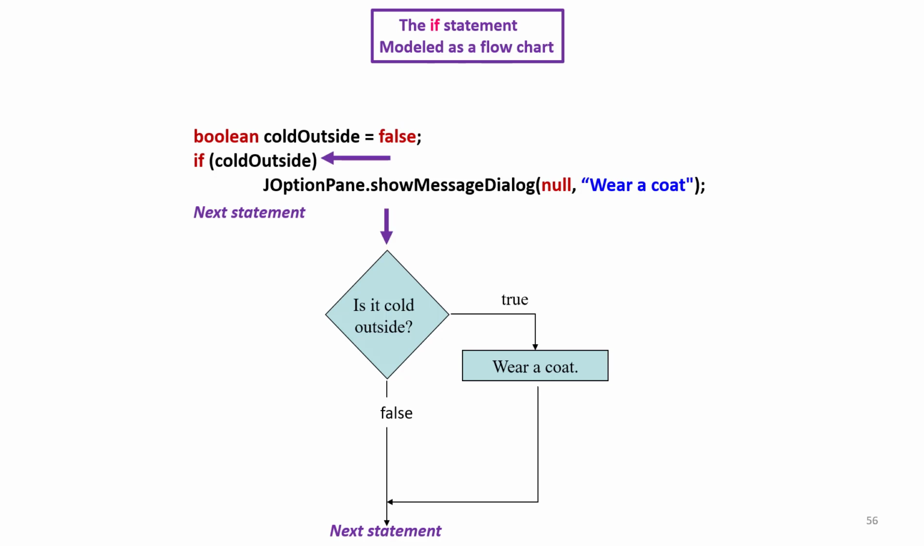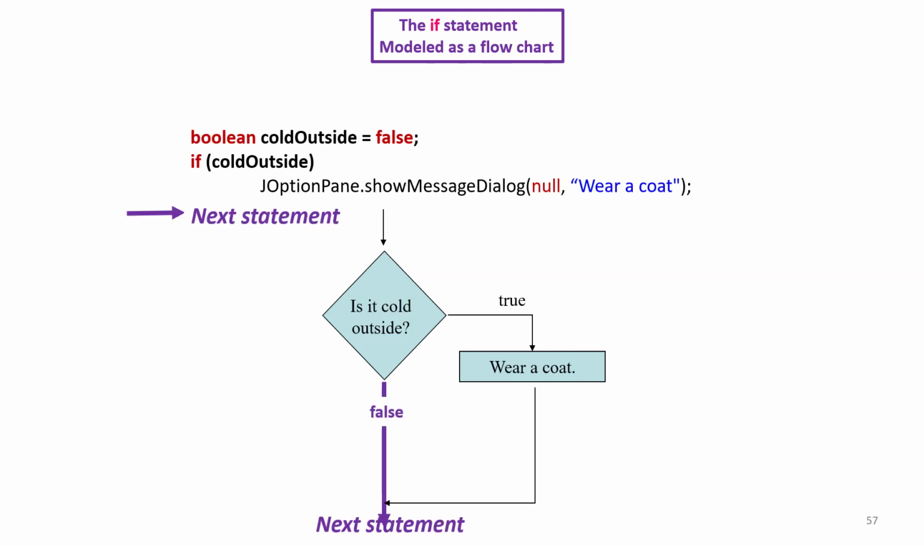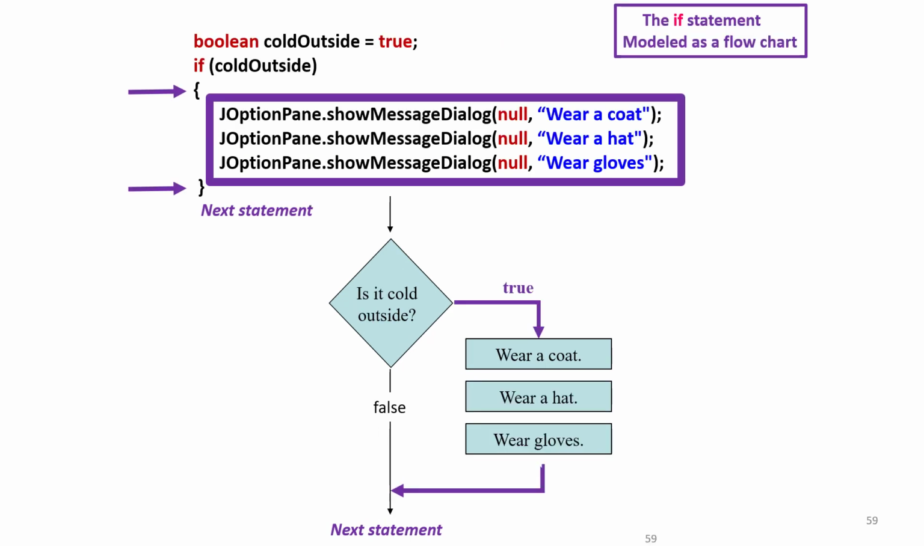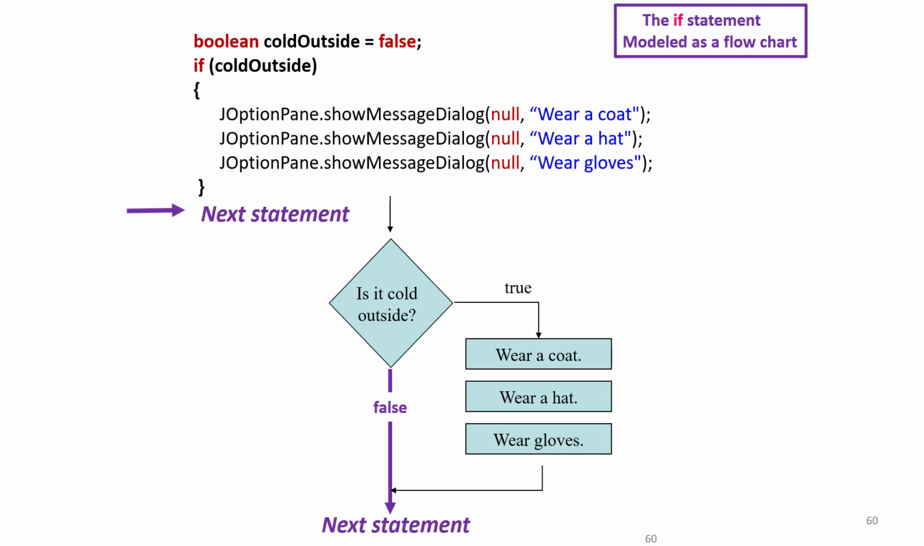Then the Boolean expression, if cold outside, evaluates to false. So skip the statement attached to that if and execute the next statement, whatever that is. But it's important to note that we're not just limited to one statement here. Using a pair of braces, we could execute several lines of code when cold outside is true, or skip all of them when cold outside is false.